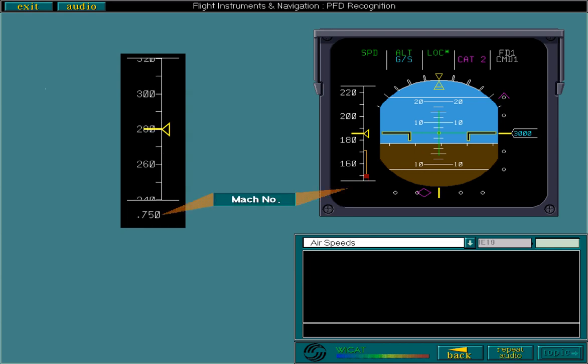The Mach number is displayed on the bottom left. It appears only when the aircraft accelerates to Mach 0.5 or more. It disappears when the aircraft speed drops below Mach 0.45.